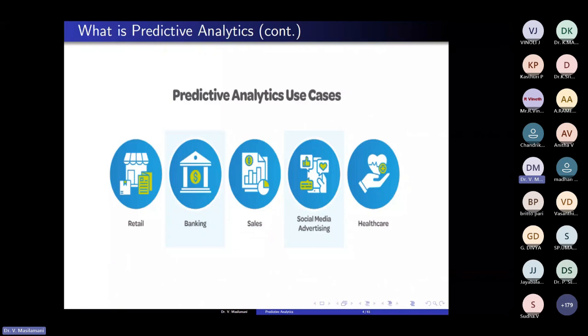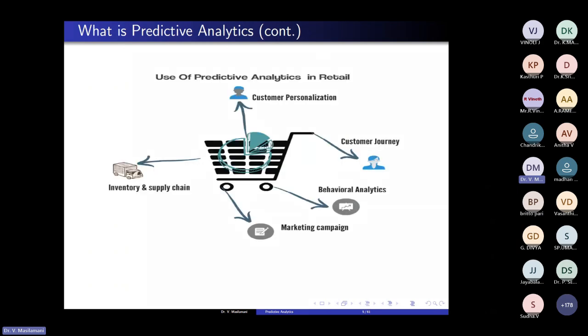Right. And there are a lot of use cases and applications for predictive analytics, namely in the retail sector, banking sector, sales, social media, advertising, and healthcare, and so on. For instance, in retail, there are different components: inventory, supply chain, marketing campaign, behavioral analytics, customer journey analysis, and customer personalization. These are all different things that are normally looked at in the retail market.